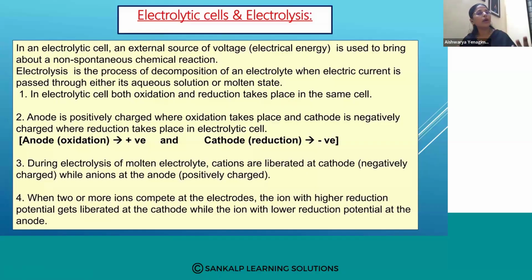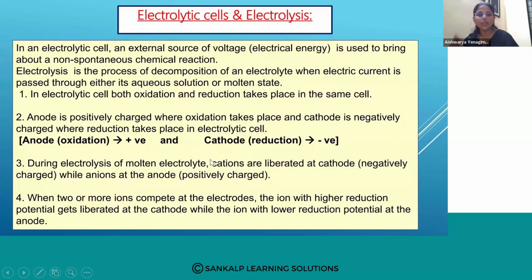Oxidation at the anode electrode, reduction at the cathode. At the anode there was loss of electrons, at the cathode there was gain of electrons. All these things we will also be talking about here in the electrolytic cells. You can see here, anode is positively charged where oxidation takes place, and cathode is negatively charged where reduction takes place in the electrolytic cell. So anode, oxidation, positive; cathode, reduction, negative.